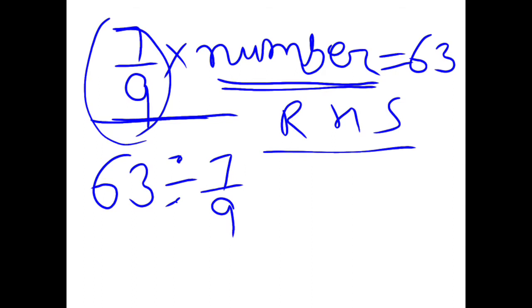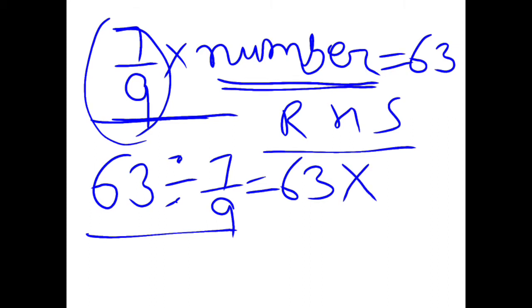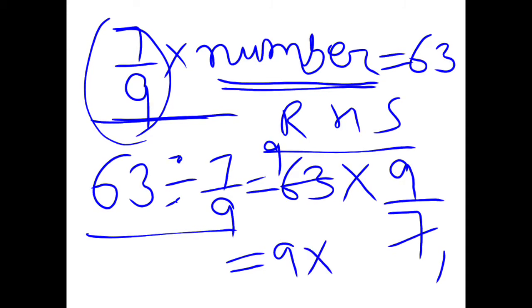Now you will apply your rule. The rule says write 63 as it is, change the division sign to multiplication, and take the reciprocal of 7 upon 9, which becomes 9 upon 7. Now if you are able to cut any value you can cut. 7 ones are 7, and 7 nines are 63. Now you have two terms, 9 multiplied by 9, that gives you 81. So 81 is the final answer. Hope you understand this question.